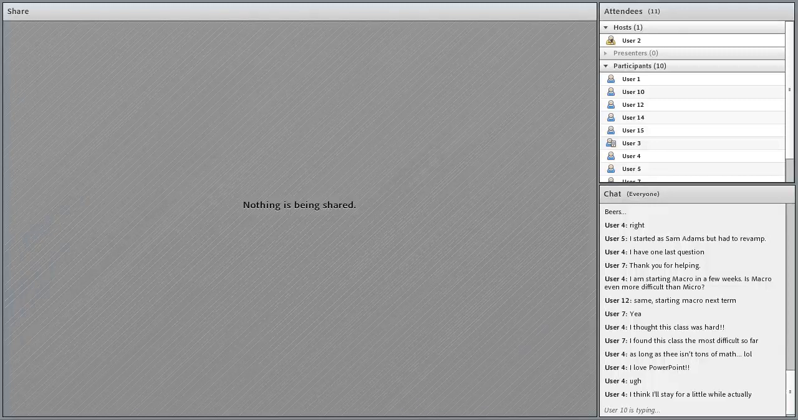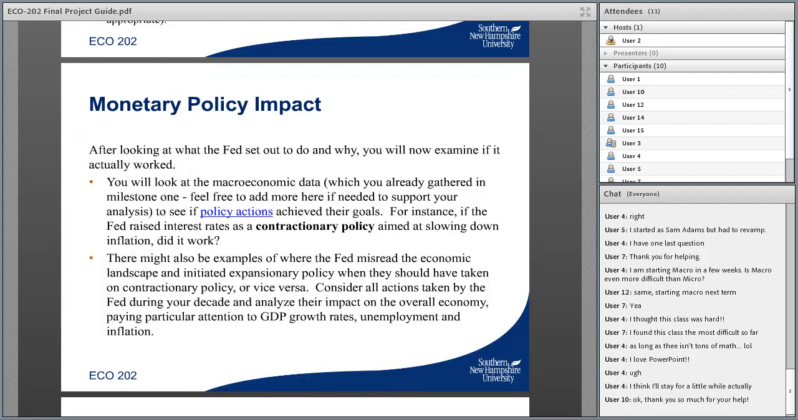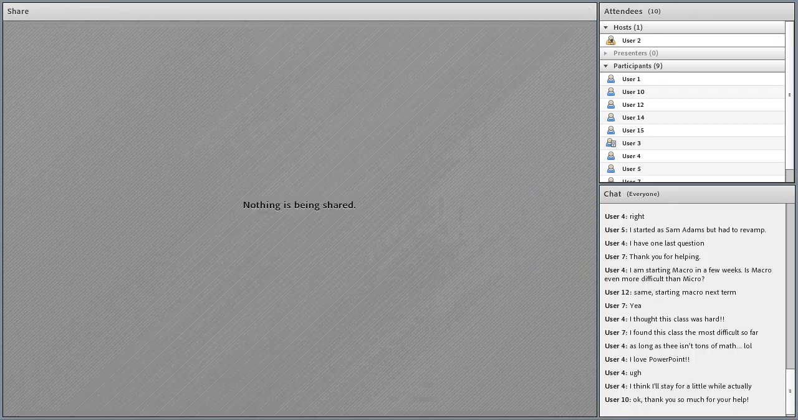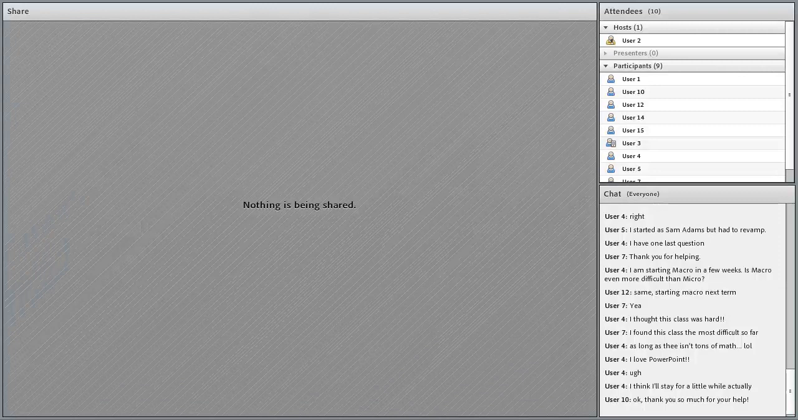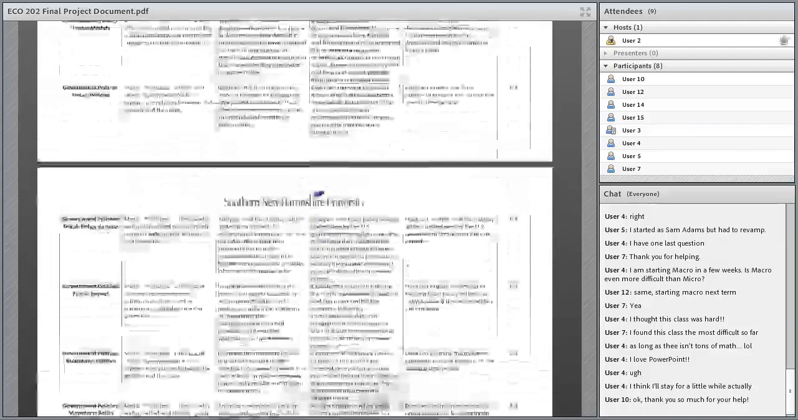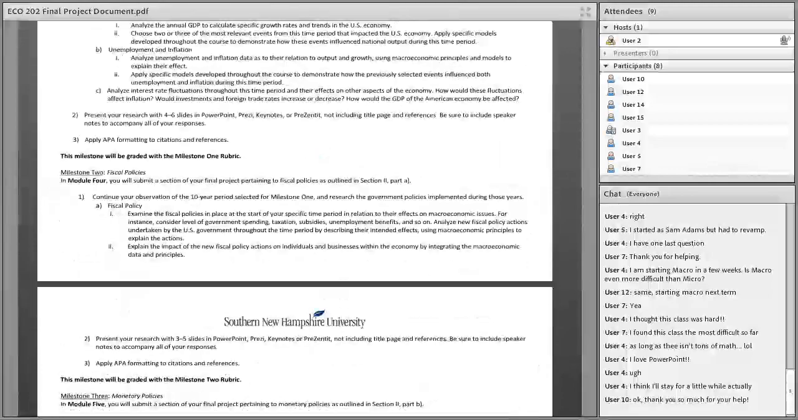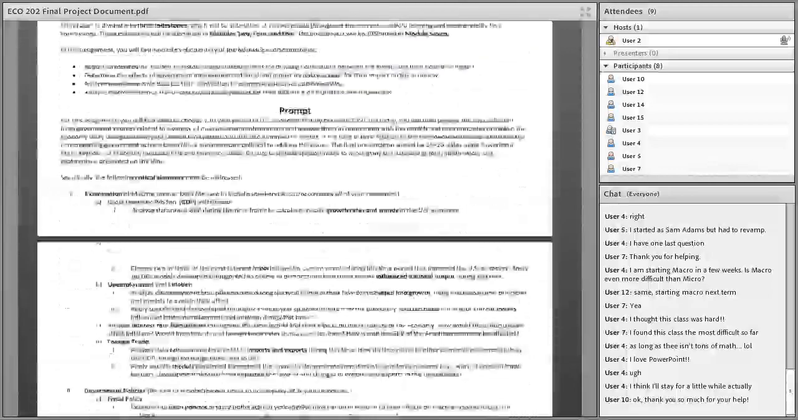It is 9:01. Let me see if I get the right document out. So that's not what I wanted. Echo 202. There it is. So I've opened the rubric for macroeconomics. Oh, you're welcome, Kayla.